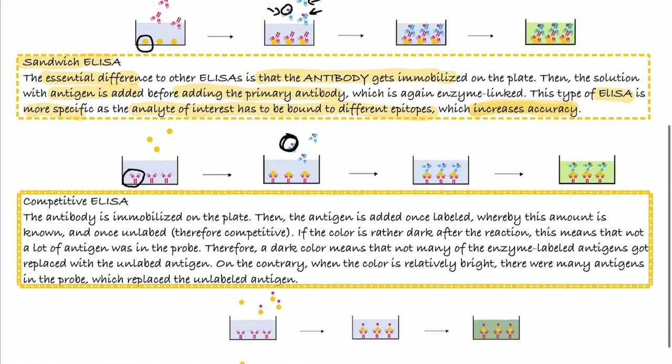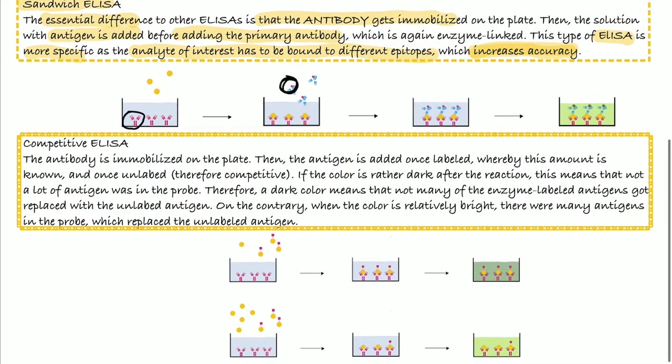And now let's talk about competitive ELISA, which is maybe the most complicated one to understand. The antibody is immobilized on the plate, then the antigen is added. This time we have the antigen once labeled, whereby we know how much antigen we add, and once unlabeled, and this is the amount that we don't know.